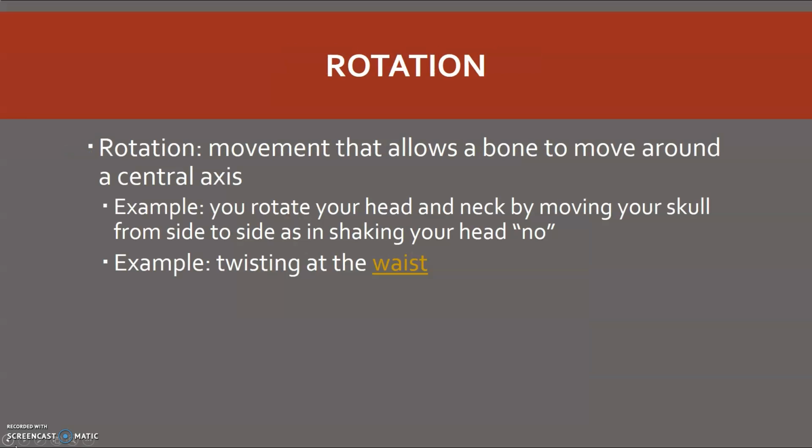Now, another type of motion is called rotation. Rotation is movement that allows a bone to move around a central axis. A common example of what rotation looks like is simply shaking your head no. You're rotating the head and neck. Another example would be twisting at your waist. Those are ways that your muscles cause the movement of rotation.